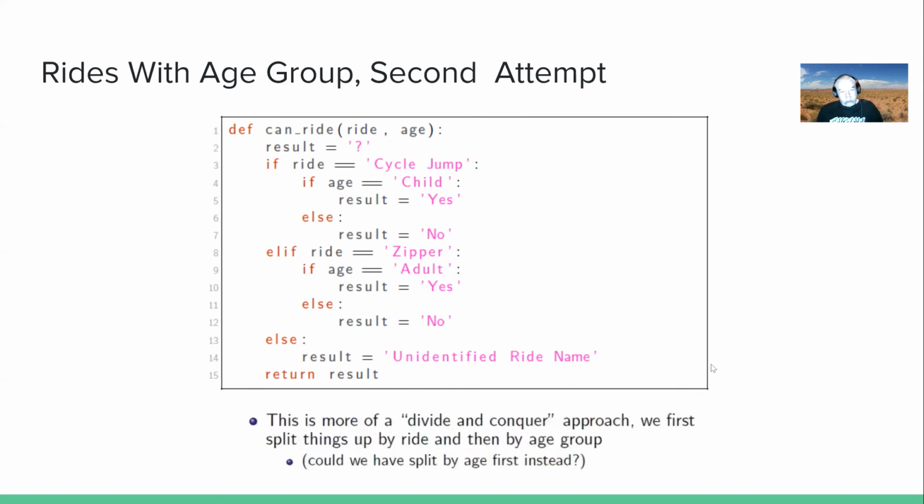Okay, so this is more of a divide and conquer approach. We first split things up by ride and then by age group. And so it kind of simplifies things a little bit. Could we have split things up by age first? Yeah, absolutely. There's no reason we couldn't do that. It's just a matter of testing one condition first and then not bothering with multiple complicated conditions, and just nesting instead of building complicated conditional statements, right?